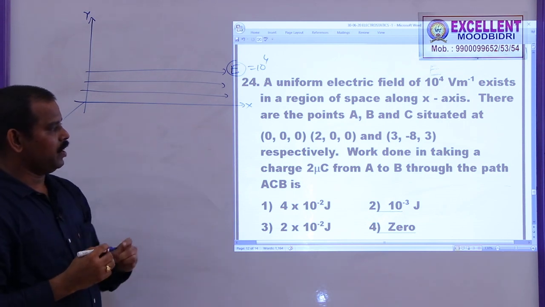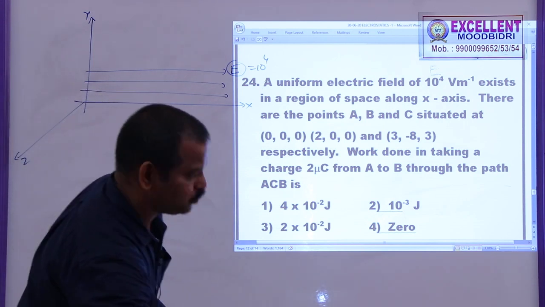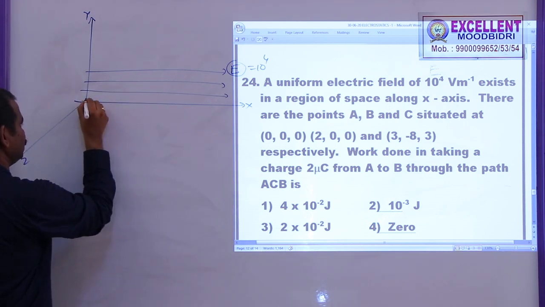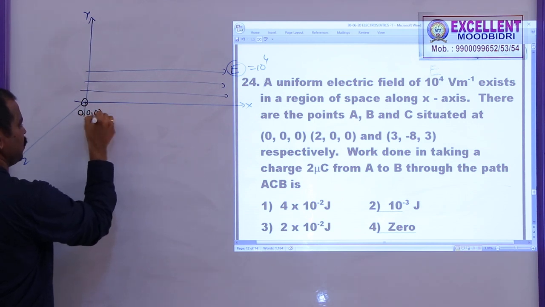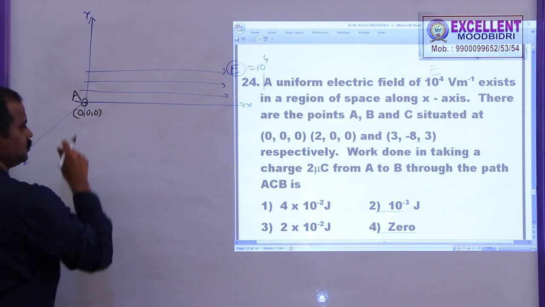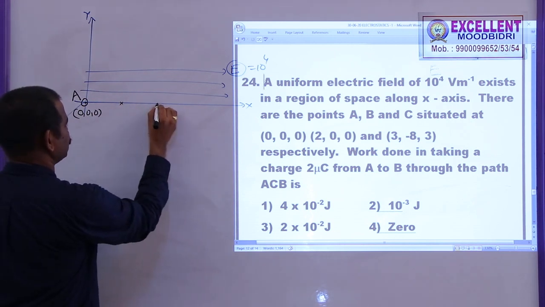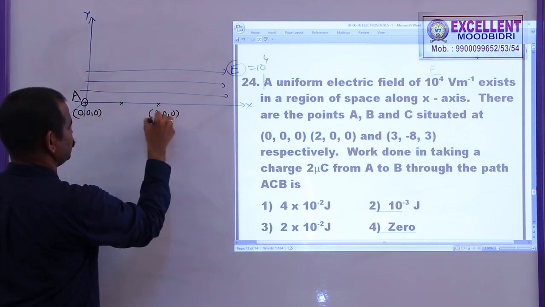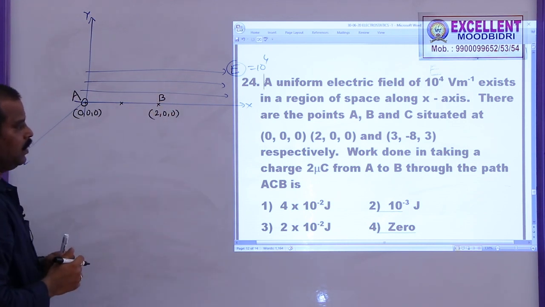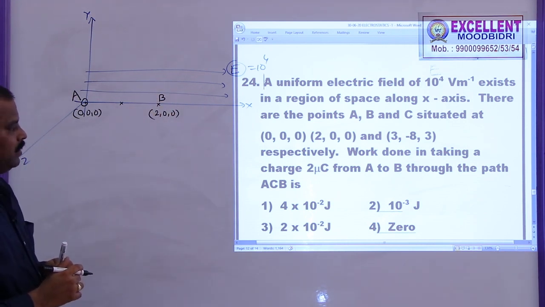Now there are 3 points A, B, C. So what are those points? The first point itself is the origin. So this is 0, 0, 0. This is taken as A here. The second point is 2, 0, 0. So this is B. And the third point is 3, minus 8, 3.